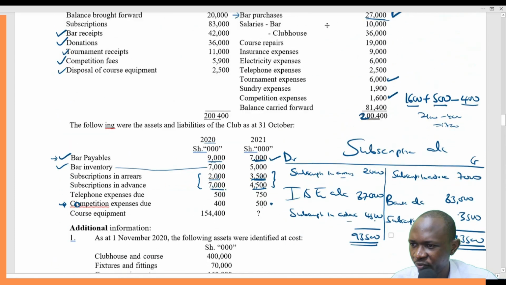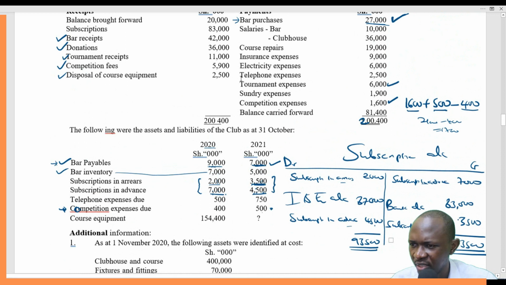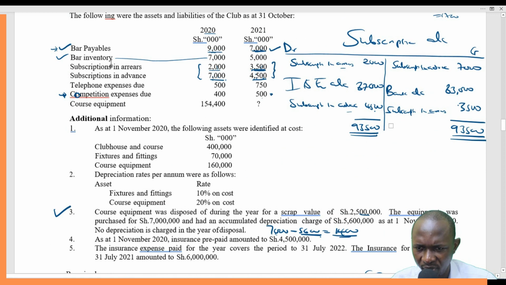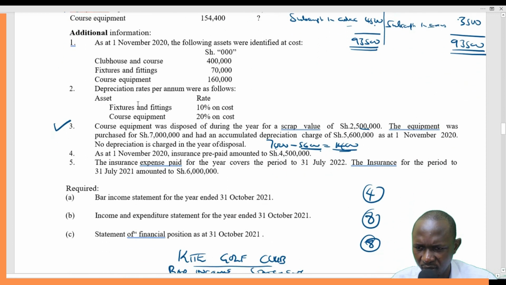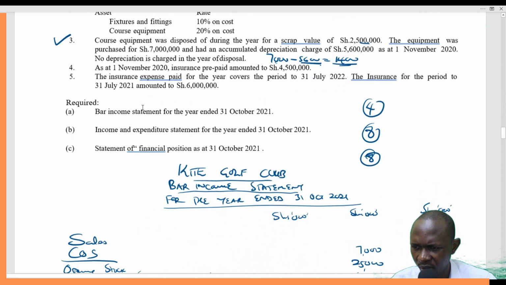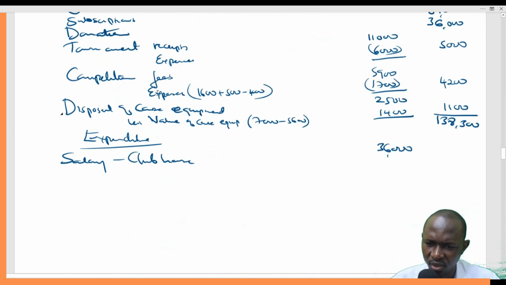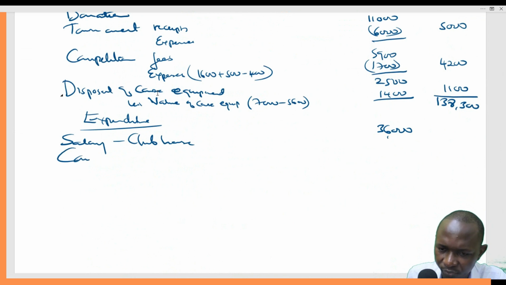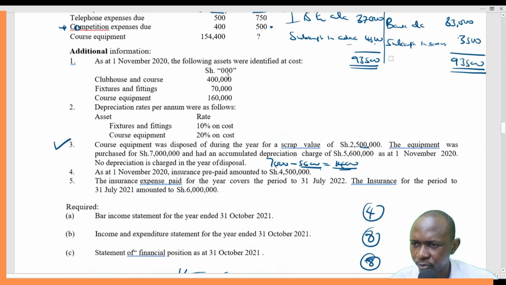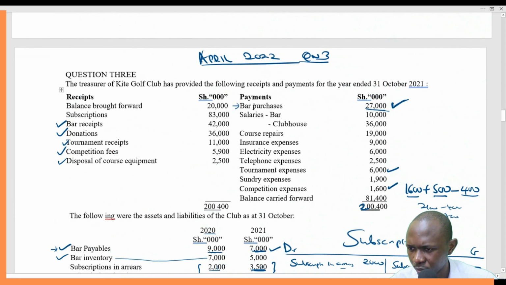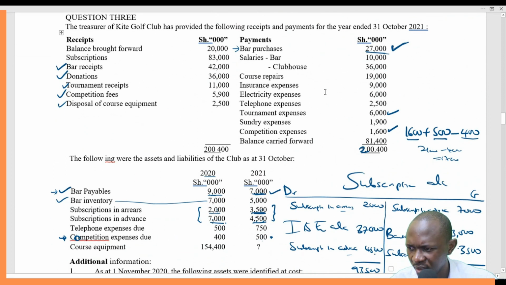Then we move to the next one. Cost repairs, 19,000. Any workings, cost equipment? No. I'm interested in cost repairs. There's nothing, so cost repairs, 19,000. I think you've noticed how I'm going. Next. Insurance expenses, 9,000.